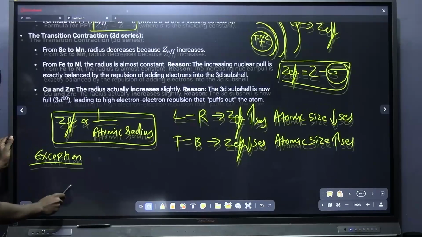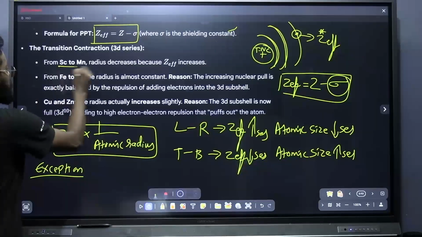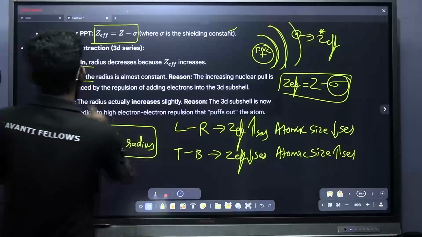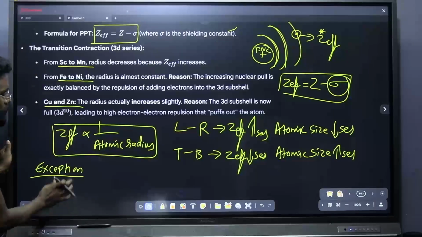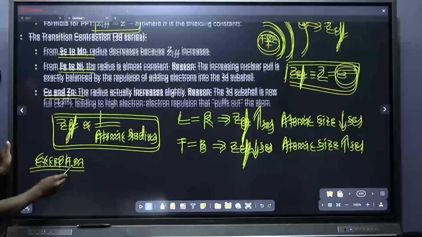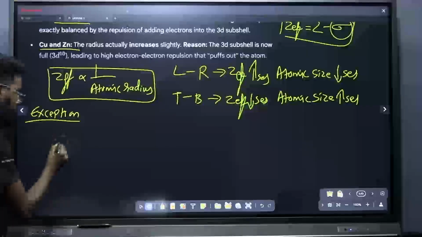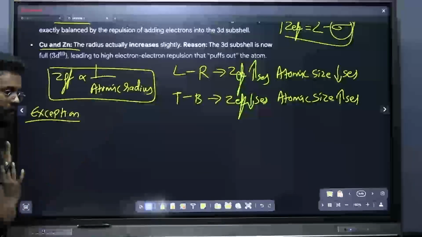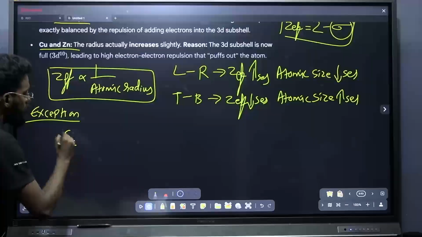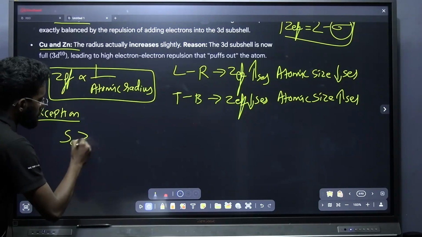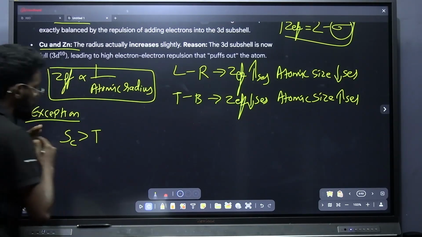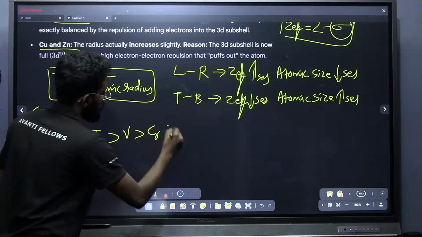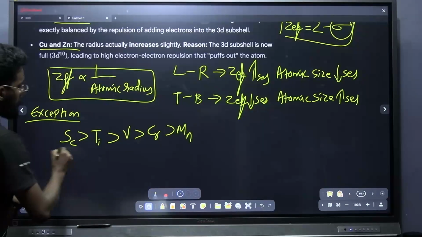You can see one of the major exceptions in the 3d series: going from scandium to manganese, then from iron to nickel, and lastly from copper to zinc. What is the order? I will be writing that over here. We know that going from left to right, that is scandium to zinc, atomic size should decrease, right? But there is some exception. From scandium to manganese, it is in the correct order.